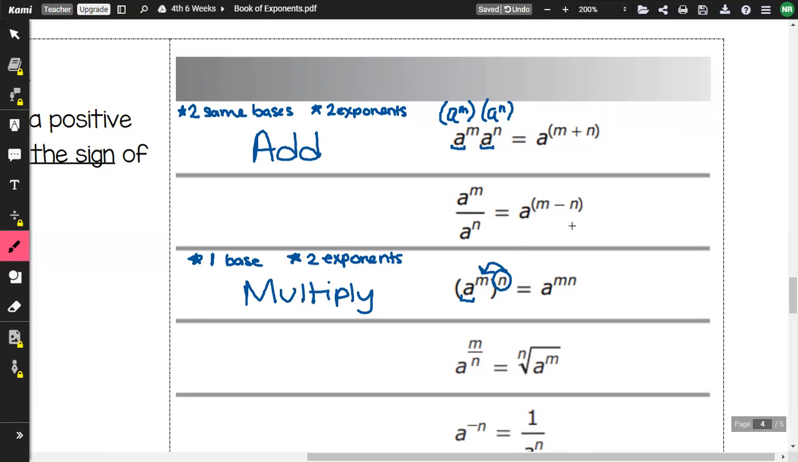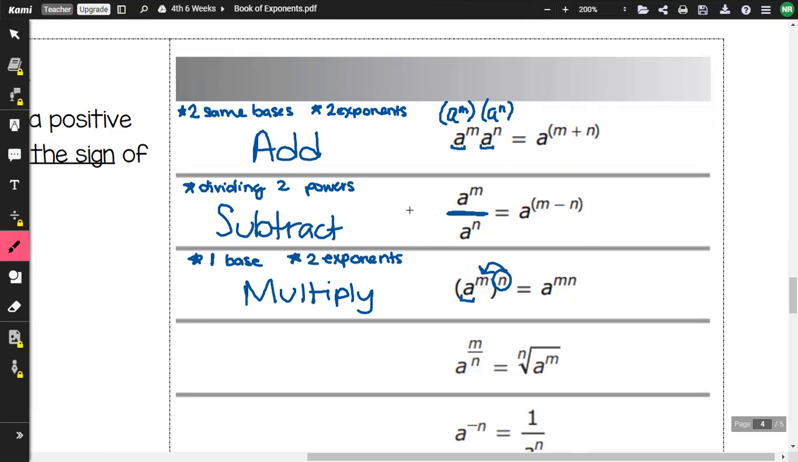Okay, quotient rule. How do we recognize it? What are we doing with the powers? We're dividing 2 powers. Remember, the base with the exponent creates a power. So when you divide 2 powers, what do you do to the exponent? You subtract.